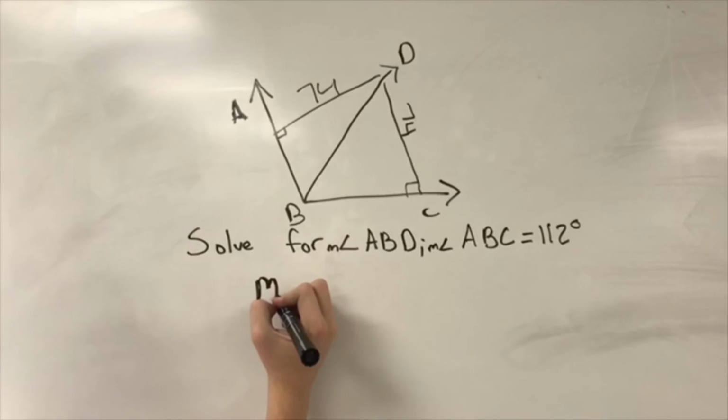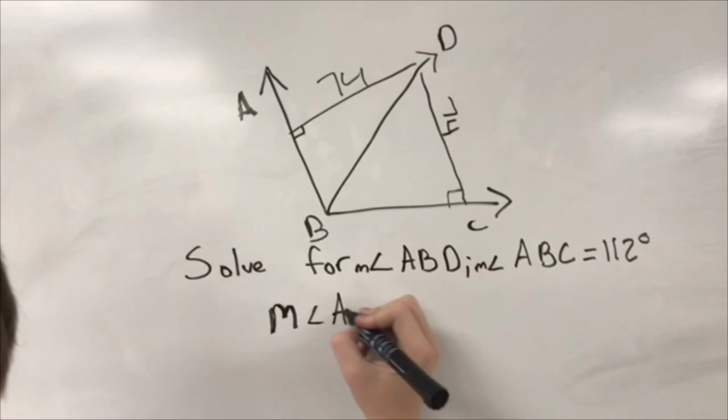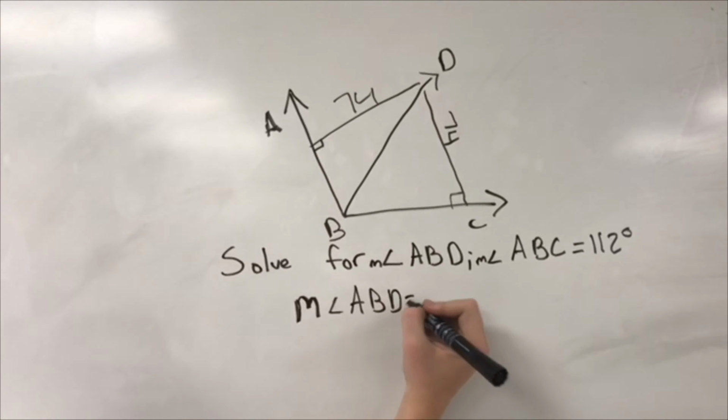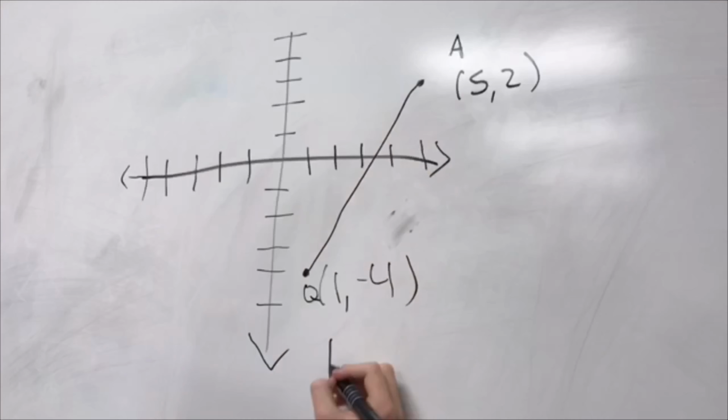Here, we're going to use the converse of the angle bisector theorem to find the measure of angle ABD, given that the measure of angle ABC is equal to 112 degrees. Our equation would be angle ABD is half of angle ABC. Substitute everything in, and you should get angle ABD is half of 112 degrees, which equals 56 degrees.